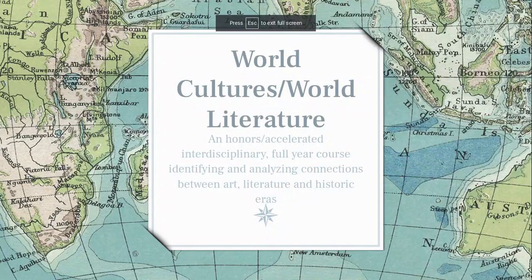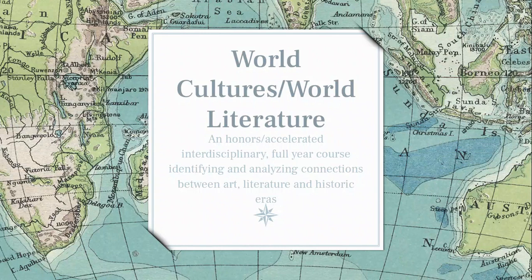Hi, my name's Jessica Connolly, and I'm going to share some information about an interdisciplinary course that we teach at Shenendehowa. It's called World Cultures, World Literature. It's an honors course. It's taught to accelerated ninth graders and 10th graders, and it's co-taught with an English and a social studies teacher. This is a full year course. It covers the curriculum for 10th grade English and 10th grade global. The kids take the global regents at the end of the year. It's a great course. It's a true humanities course.